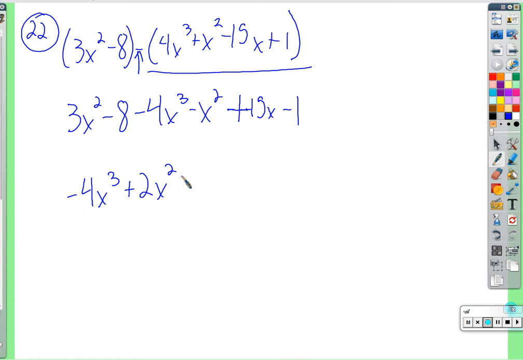Okay. Any x's? Yes. How many? 15. There's one x term, but altogether we have 15 x's. Any numbers, just constants? Negative 9. Negative 9, the constant. There we go. Thank you.